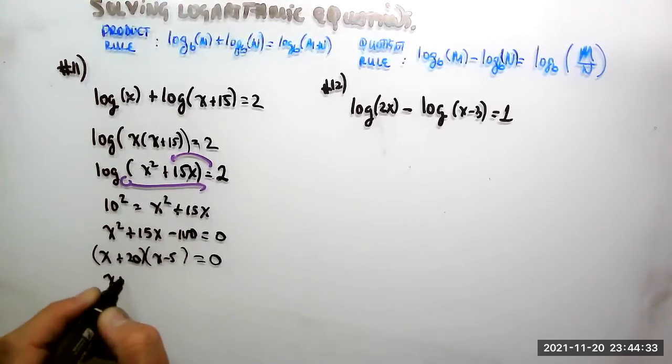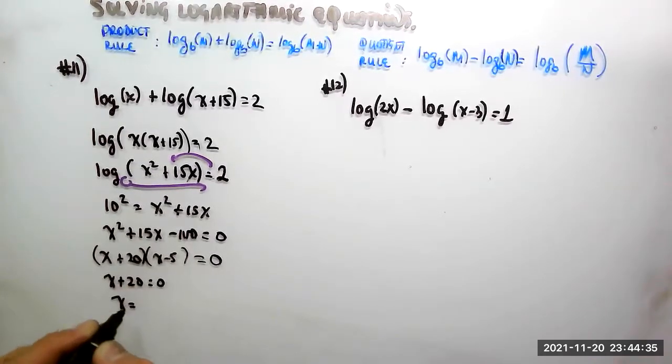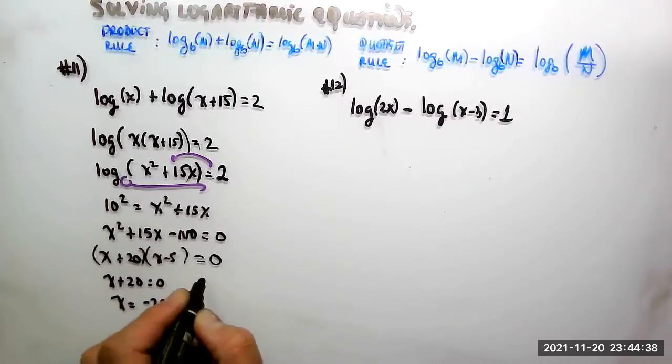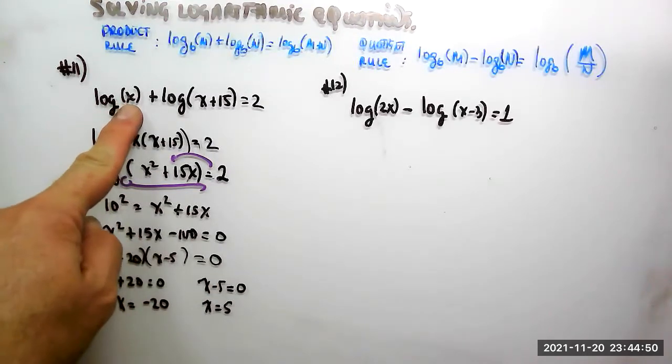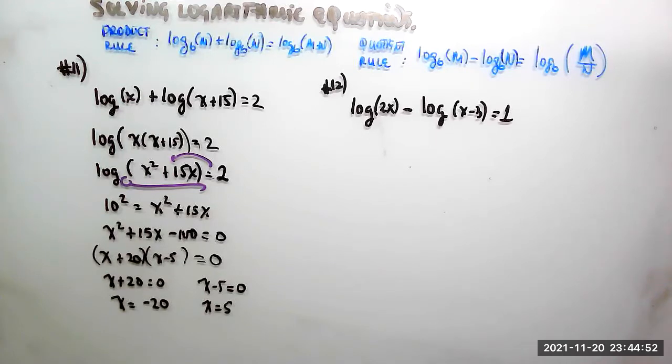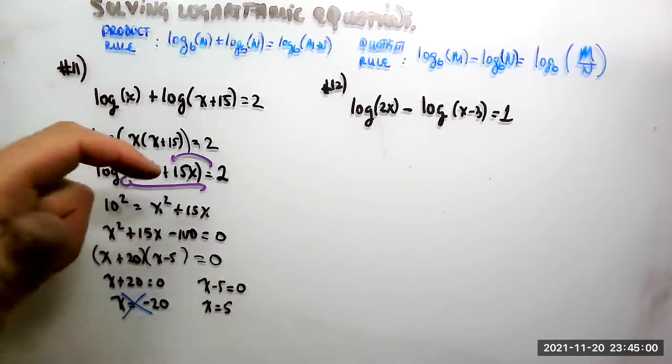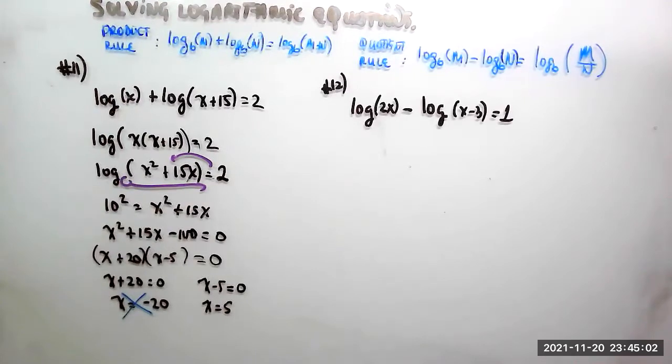Zero product rule: x plus 20 equals 0, therefore x equals negative 20, or x minus 5 equals 0, x equals 5. Two solutions, however, we have to always verify. Of course, when x equals negative 20, I may not find the log base 10 of negative 20, so this one we eliminate. When x equals 5, we may find the log of 5, perfect, and 5 plus 15, that's 20. That's also safe. So one solution, x equals 5.